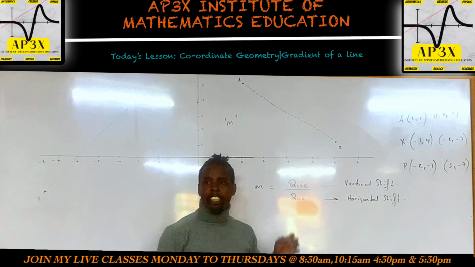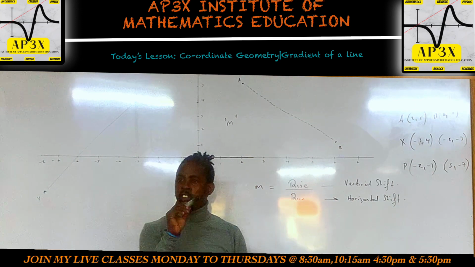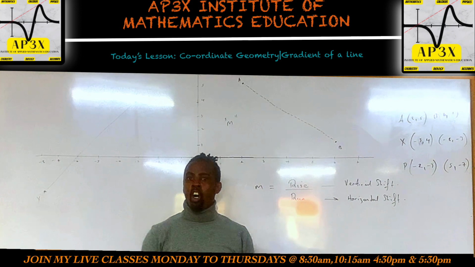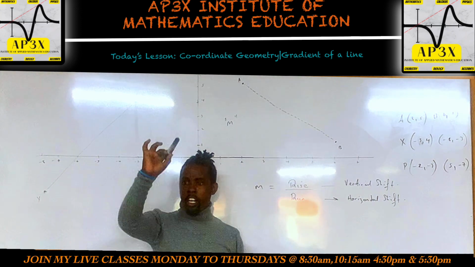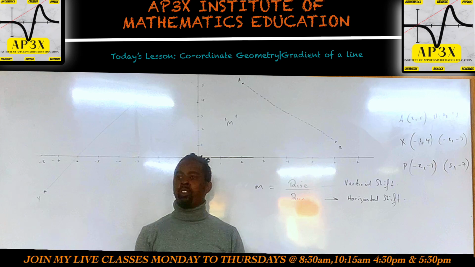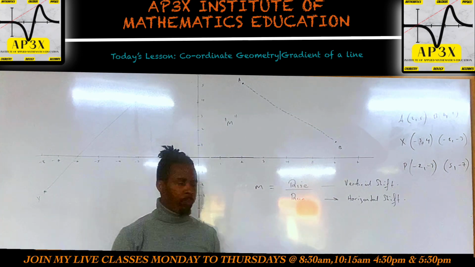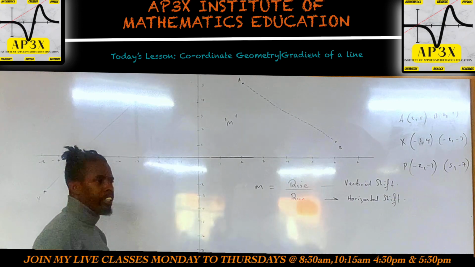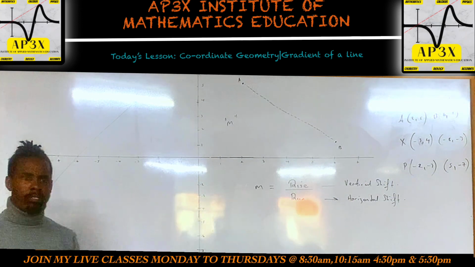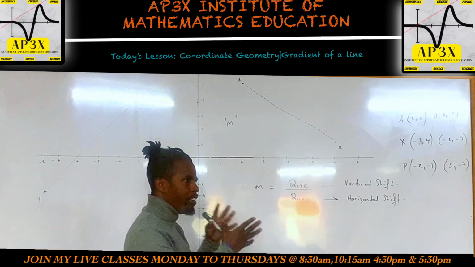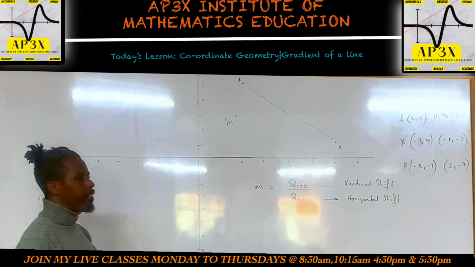So your gradient is going to be the amount of shift made up or down compared to the amount of shift made to the left or right. Now, how do we actually construct this rise or run on paper?